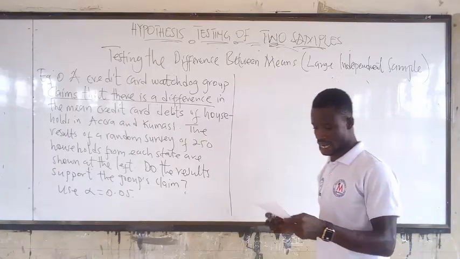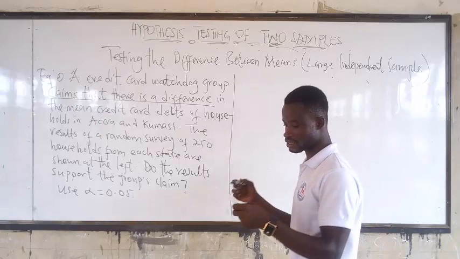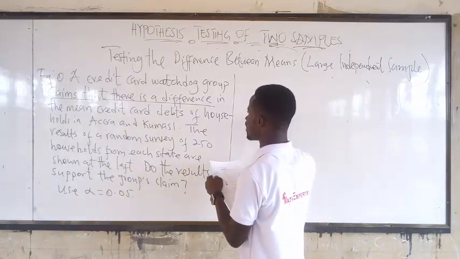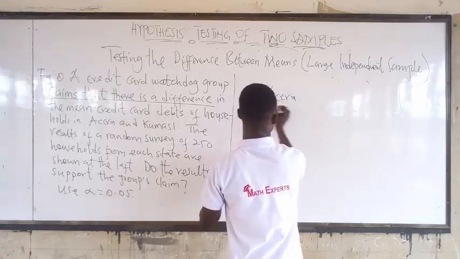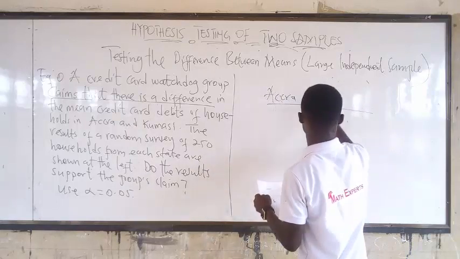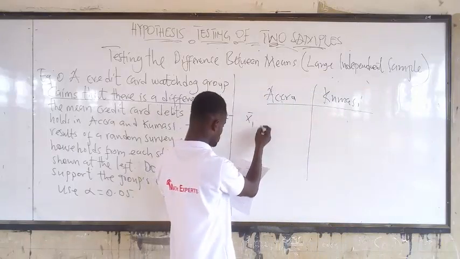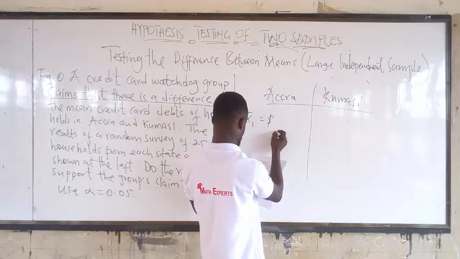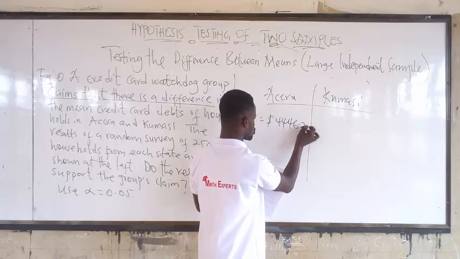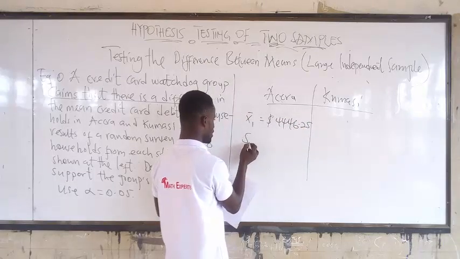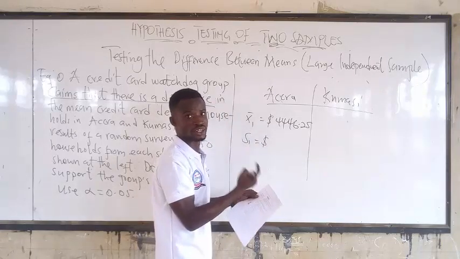Now, something we are not given in the question, let me define it here. So let's see the sample statistics for the credit card debt. We have the one in Accra and Kumasi. Let me give it to you in table form. We have the x bar 1 to be 4,446.25, and we have the s, that is the sample standard deviation. All these will be given to you in the question, okay? Don't worry.